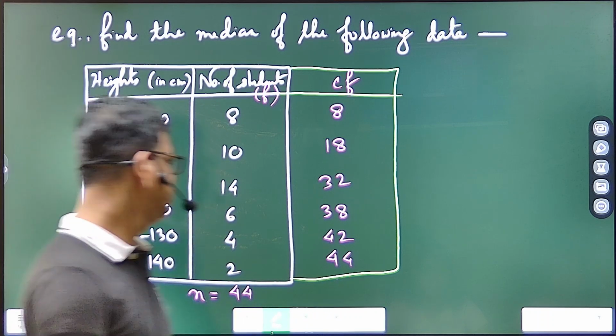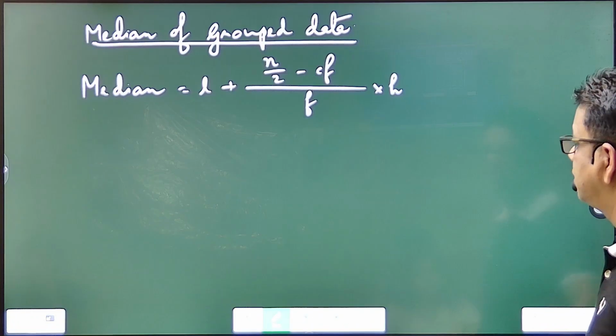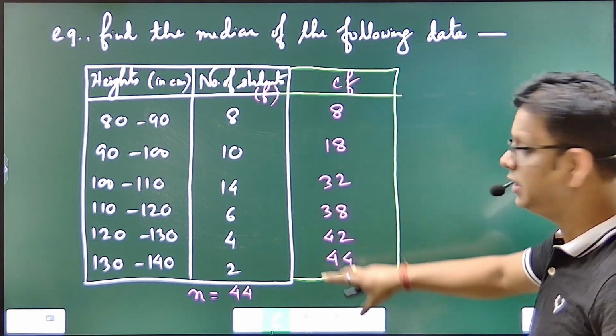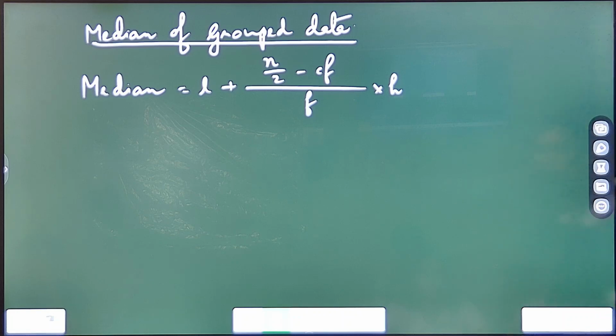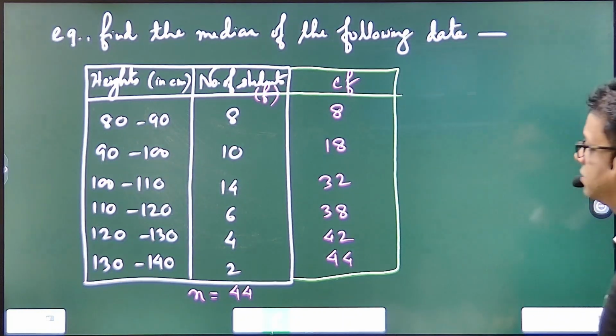Done. Now, what for are we making this table? We are trying to get the cumulative frequency here to get the median. So, this cumulative frequency table is ready. We are going to find the median using this formula. Now, what do all these symbols mean? L, N by 2, CF, F and H. Just observe it here.